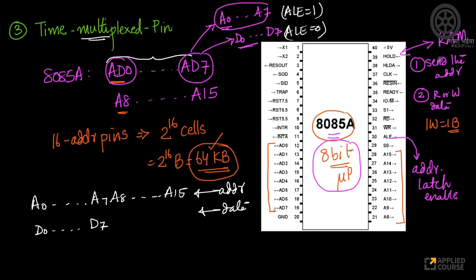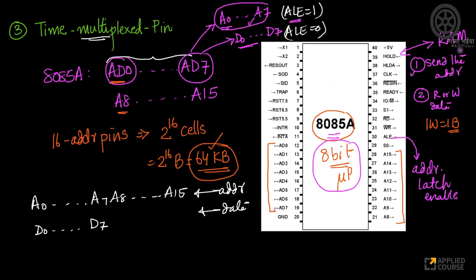Which means these two do not happen simultaneously. First we send the address. When we are sending the address, we set our ALE value to 1, because when I set ALE equal to 1, whatever data is on these bits is treated as an address, right?